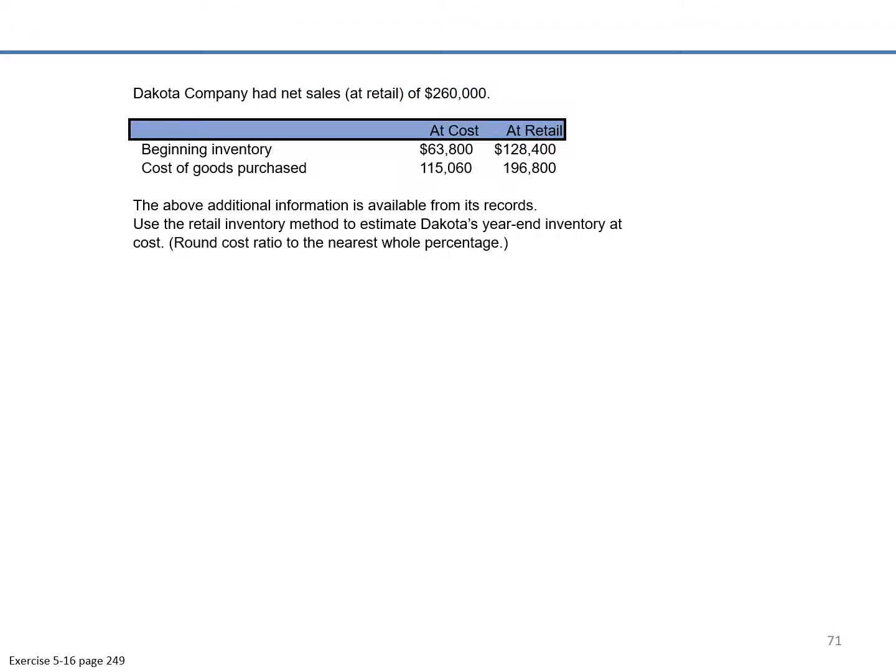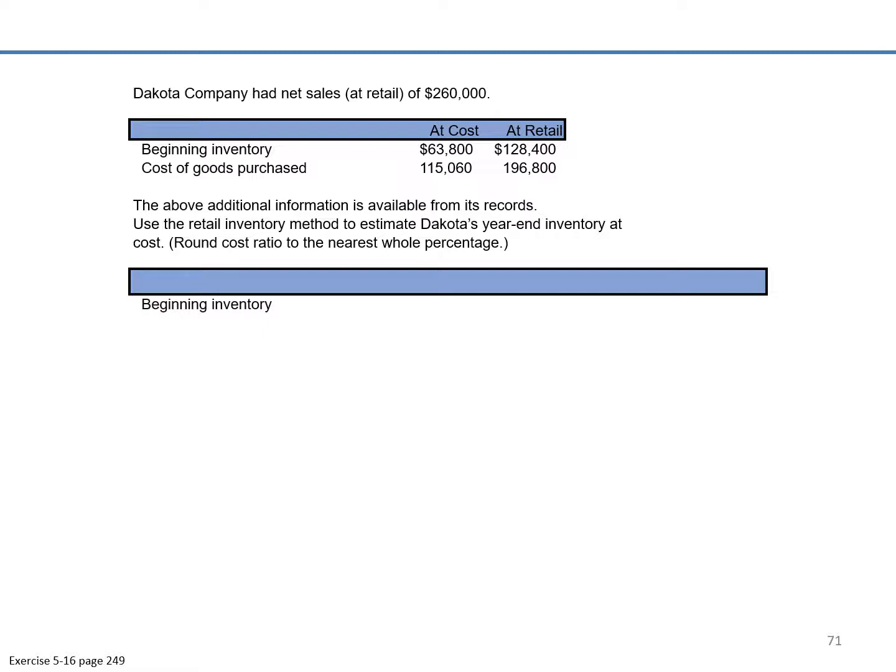So Dakota Company had net sales at retail of $260. They give us some additional information of beginning inventory and cost of goods purchased. And they want us, using the retail inventory method, to estimate Dakota's year-end inventory at cost.